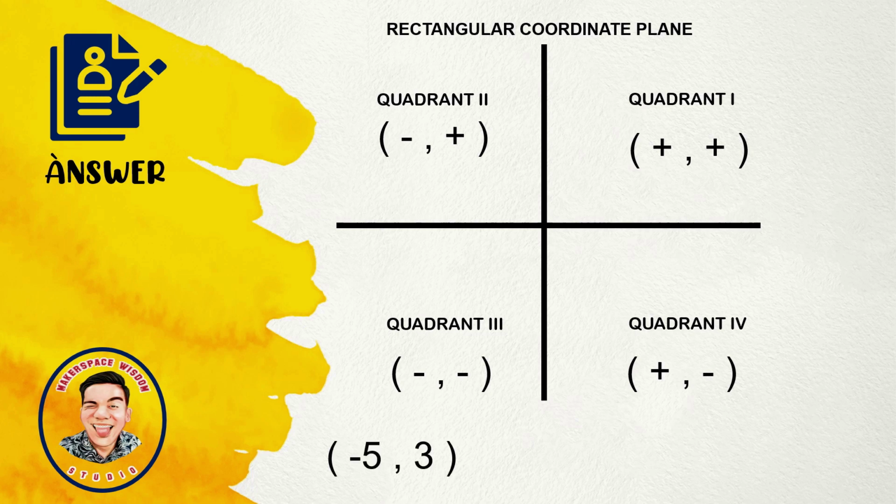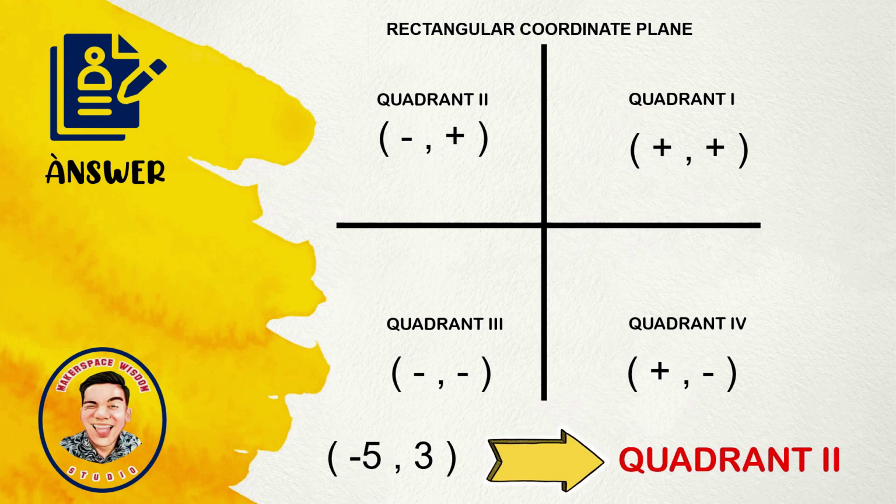So based on the given, we have negative 5 and 3, where negative 5 is our x coordinate and positive 3 is our y coordinate. Hence, this point is found in quadrant 2. So the answer is letter D, quadrant 2.